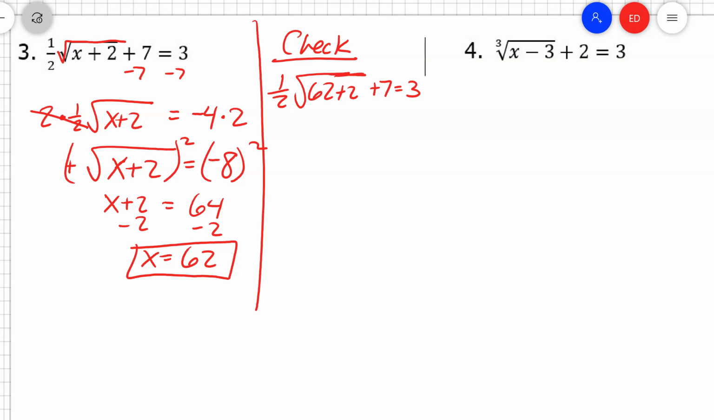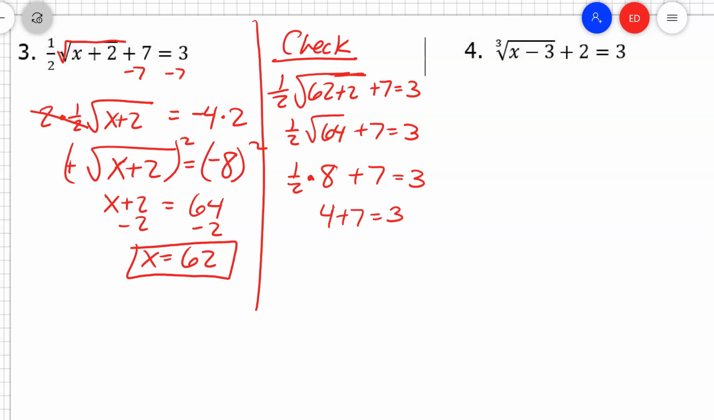Simplifying life here, 62 plus 2 is going to give us the square root of 64. Square root of 64 is 8 times 1/2 plus 7 equals 3. Half of 8 is just going to give us 4 plus 7 equals 3. Hey, I can tell right now this isn't going to work. So when we end up with 11 equals 3, no way, that's not going to work. So in this case it's going to be no solution.